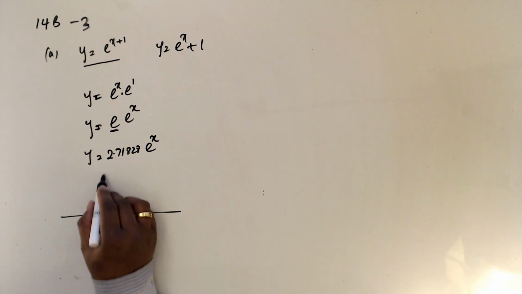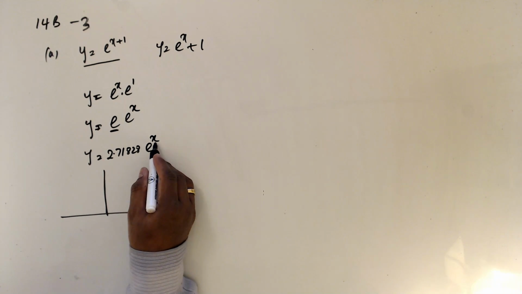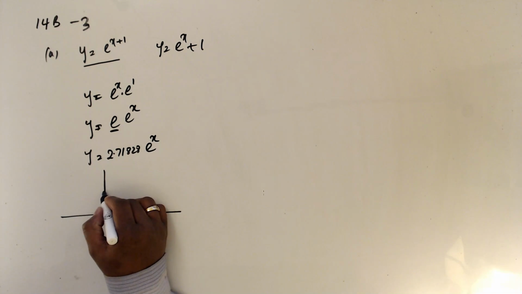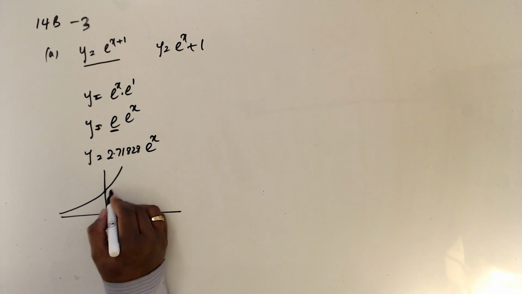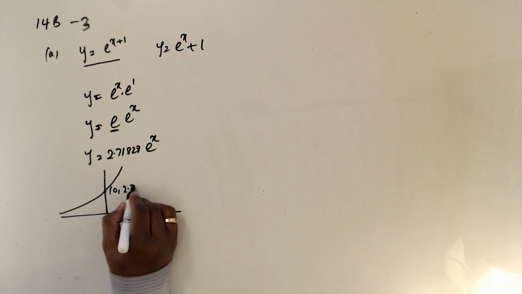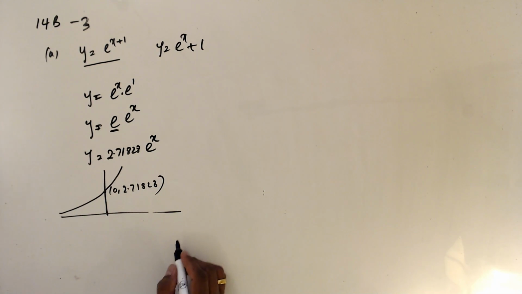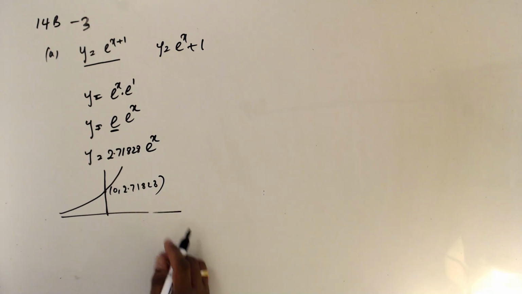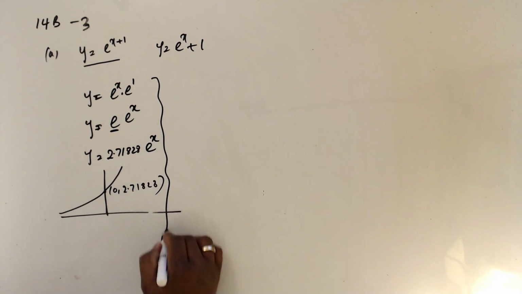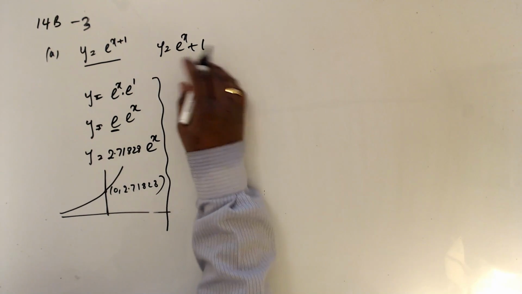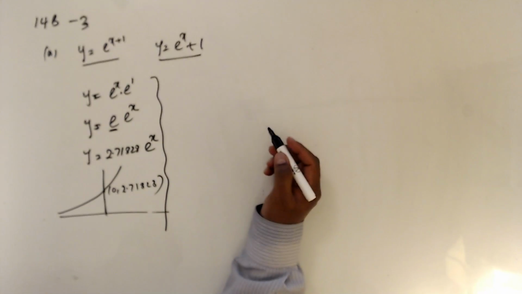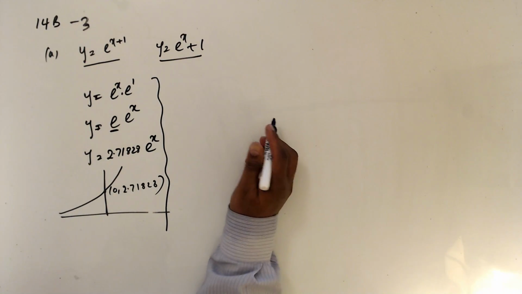Then this graph is when x equals 0, e^0 is 1. So this graph is something like going through (0, 1), then 2.71828. But the graph they want is this one. So we'll sketch this one.